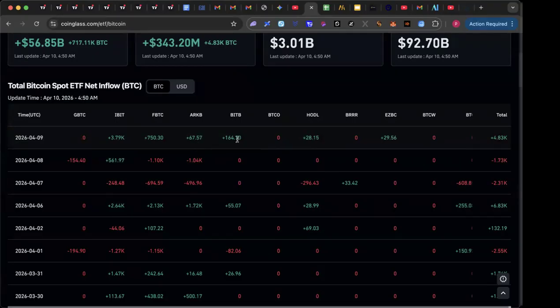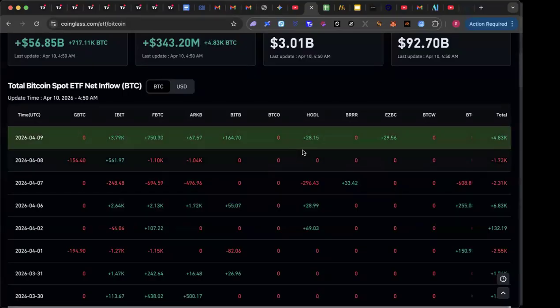This one bought 60 something. This one didn't buy. This one bought this. This one didn't buy. This one bought this. So there was an inflow of money into Bitcoin, and that was why you see the massive movement yesterday.